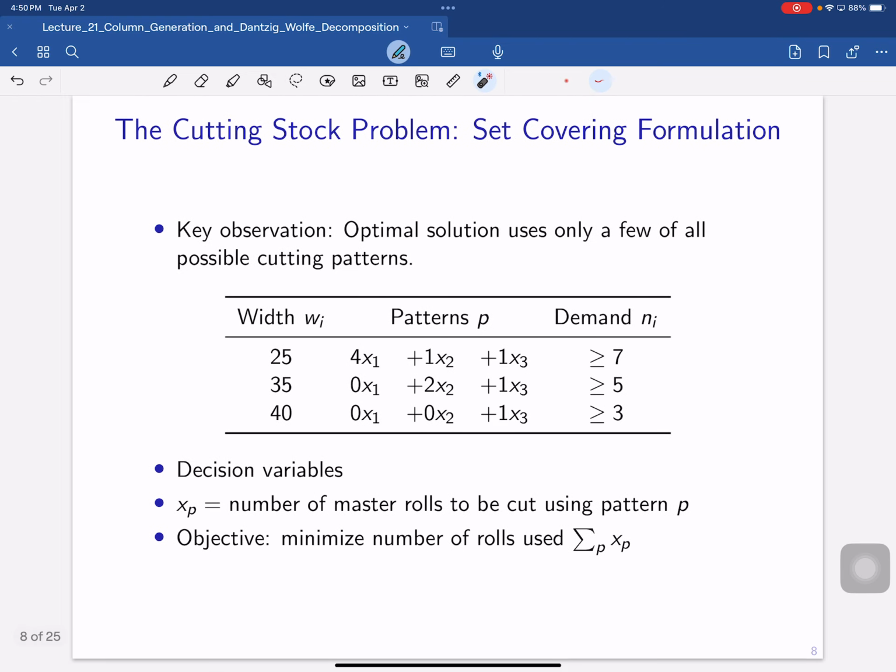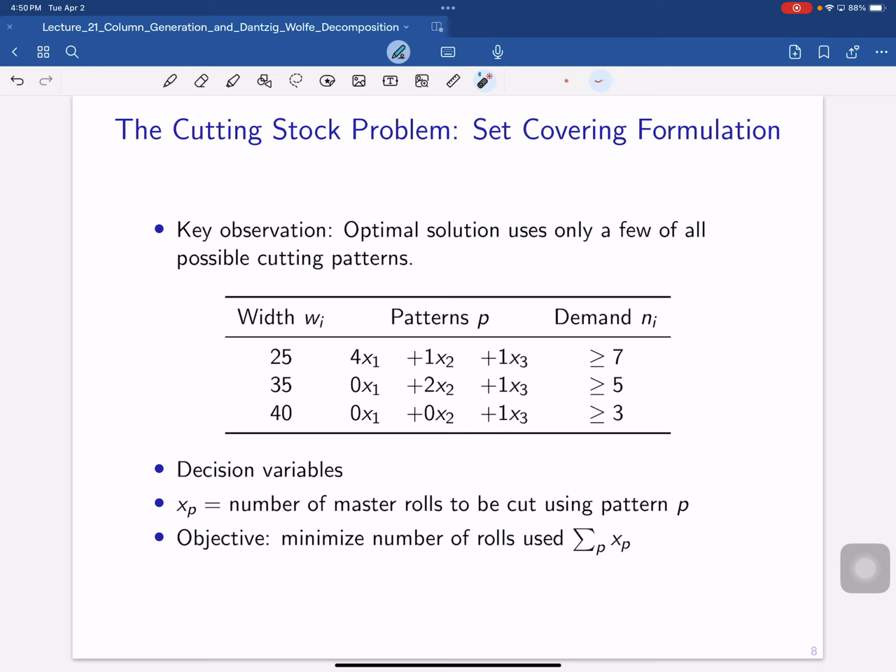And with this representation, the formulation will be changed. So why is it called a set covering problem? The reason is that you need to cover all the demands with the patterns you are going to use. So here we have 3 patterns, and we are going to determine how many times we are going to use each pattern. So we use the x1 variable to represent how many times we are going to use cut pattern 1. Remember in cut pattern 1, we get 4 of the 25 inches width, and we get 0 of the 35 inches and then 0 of the 40 inches width.